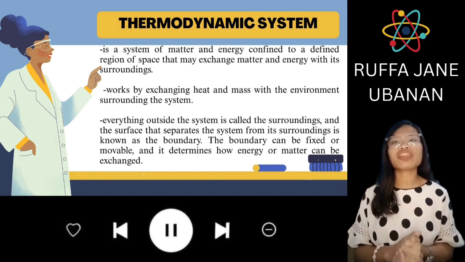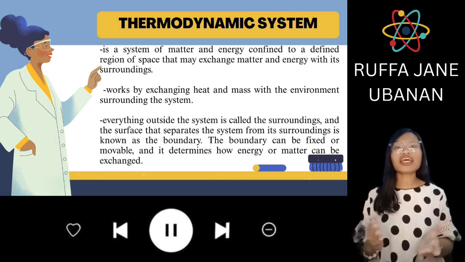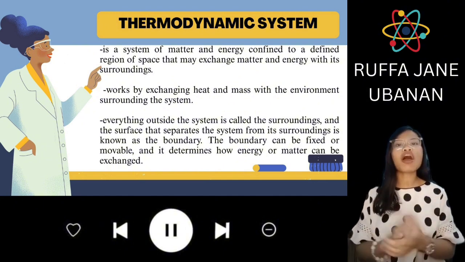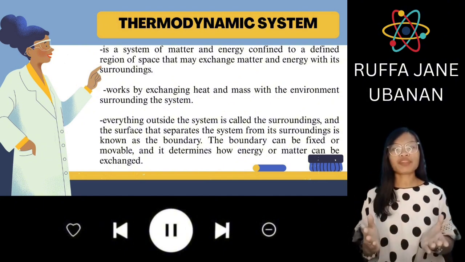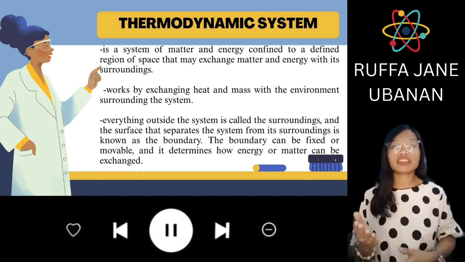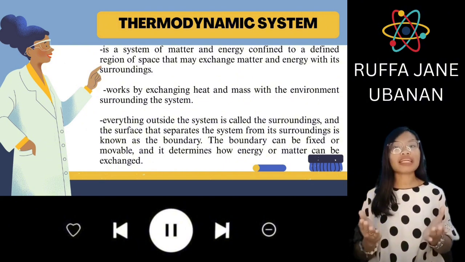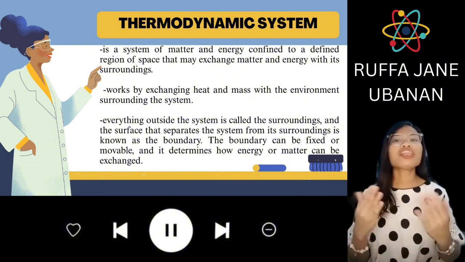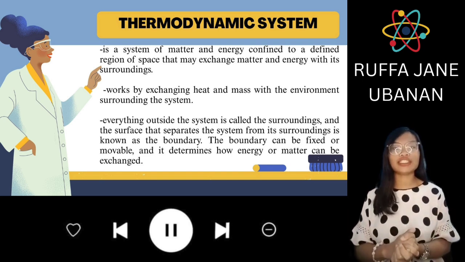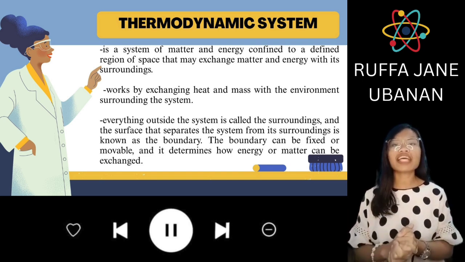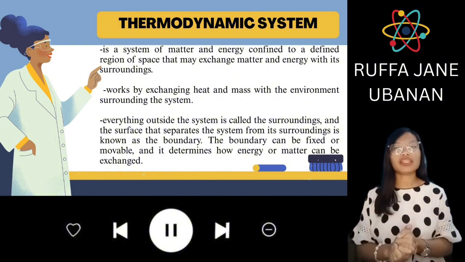Everything outside the system is called the surroundings. And the surface that separates the system from its surroundings is known as the boundary. The boundary can be fixed or movable, and it determines how energy or matter can be exchanged. The surroundings refers to everything external to the system. The boundary acts as the dividing line between the system and its surroundings.